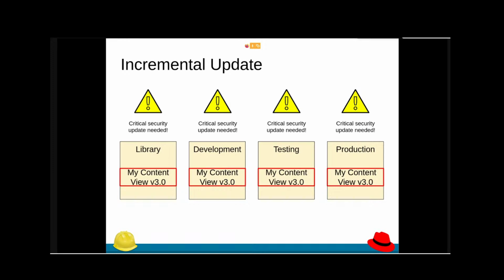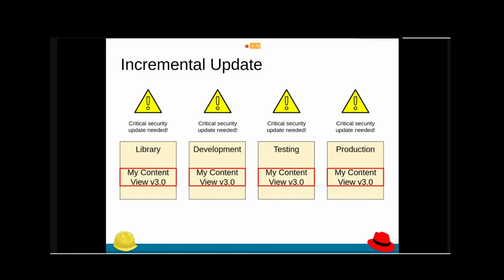But as the repository updates, as you sync it, it'll get new security updates. But your host might be attached to that older content view version, but it might still need that critical security update. So this is where incremental update comes in.